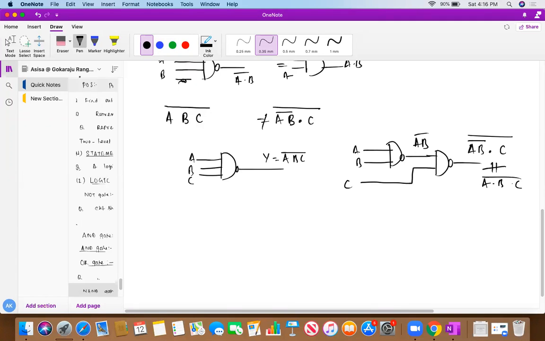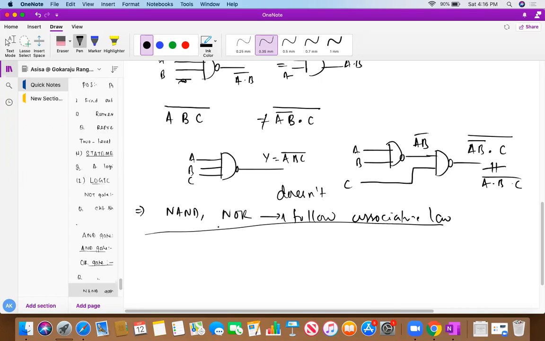What gates actually don't follow the associative law? Mainly only 2 gates, those are the NAND gate and the NOR gate. Only the NAND gate and NOR gate won't follow the associative law. Understand? Does not follow the associative law. Very simple. So these 2 gates won't follow the associative law.